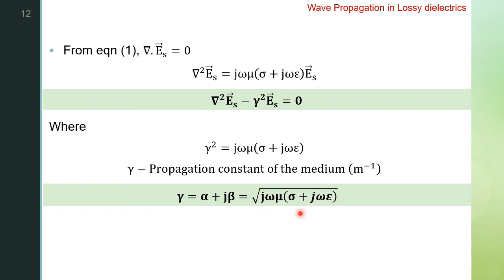This gamma is made up of a real part, which is alpha, called the attenuation constant, and the imaginary part, which is beta, called the phase constant. The unit in which gamma is measured is meter inverse. So this gives us the value of gamma. When you find the real part, you get alpha, and the imaginary part gives us beta.